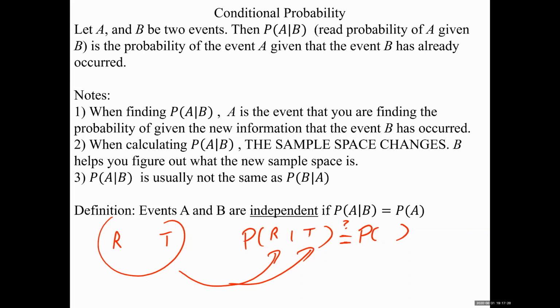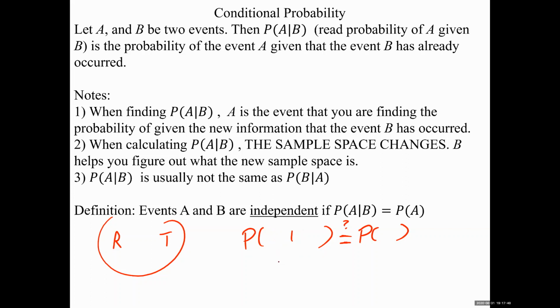But once you've decided what to put on the conditional probability side, then you're not free to put anyone you want here. You must make sure the one in the parentheses here matches the one that's on the left side there. So you'd have to calculate probability of R given T and calculate if that's equal to probability of R or not. If they are equal, they're independent. If they're not equal, not independent.